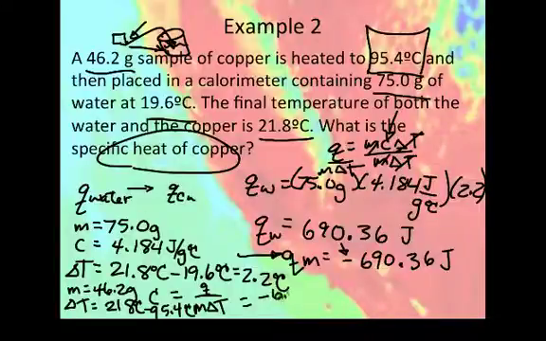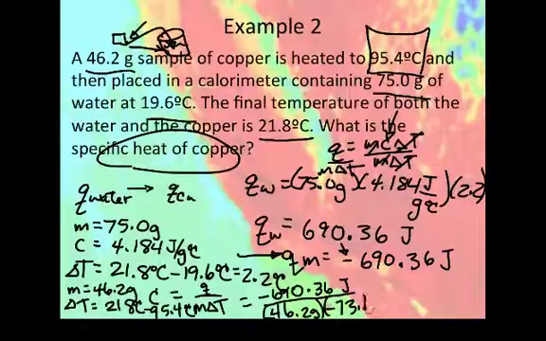Alright, so we take our heat of the metal, negative 690.36 joules, divide by m times delta T, so 46.2 grams. And delta T, what's our temperature change? Let's see, 21.8 divided by 95.4 should give, oh, why am I dividing? Subtract. Whoops. And we'll get a negative value here, negative 73.6. Alright then, let's go ahead and work out the math.